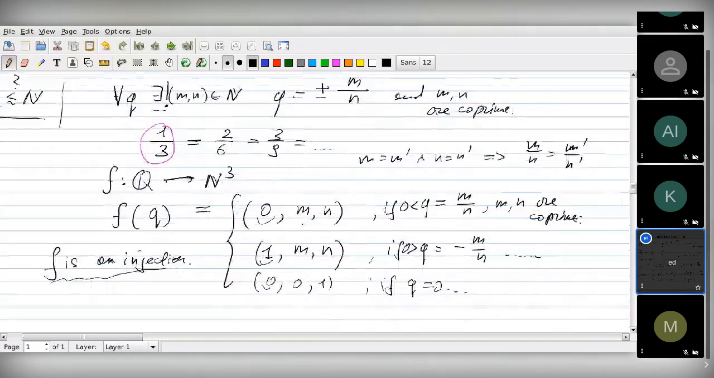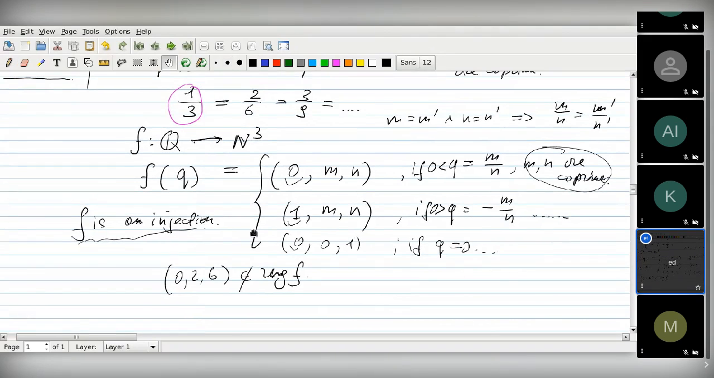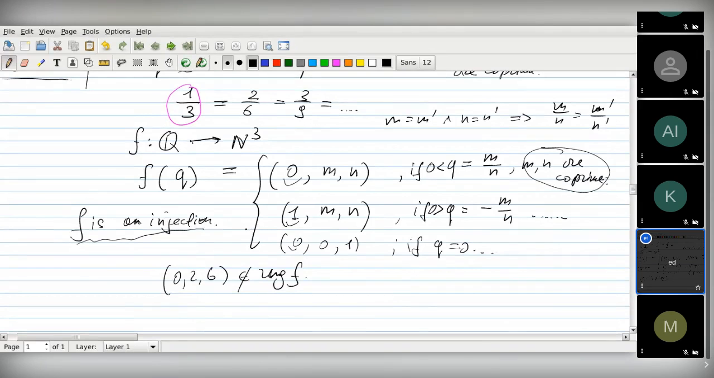And of course, we don't use every triple of naturals. In fact, we skip any triple where m and n are not co-prime. Say it is not possible to obtain 0, 2, 6 via f. It is not a value of f. Is it clear why? We map every rational to its irreducible representation. Is it clear? Yes.